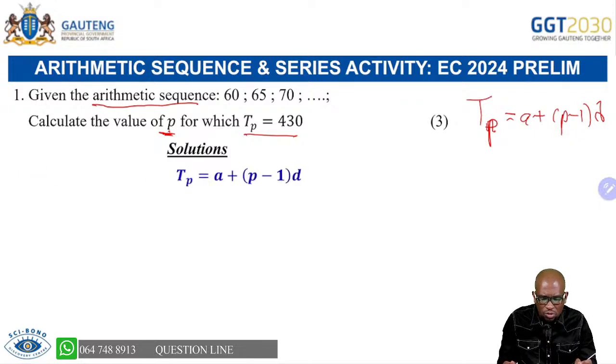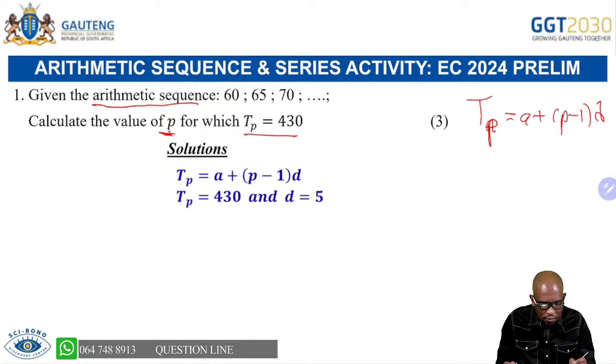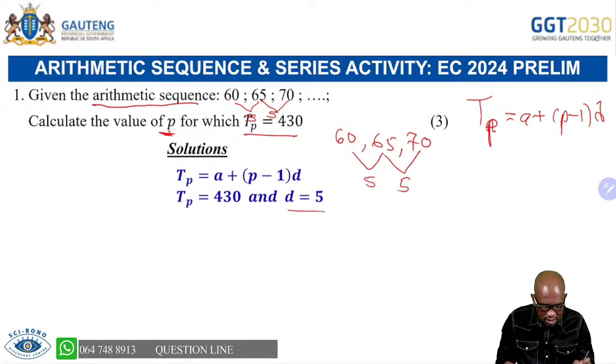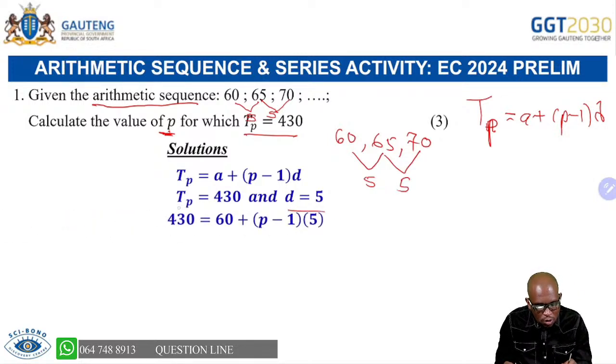So let's look at the solutions. There we go. Where there is N, normally we put P. Now if we substitute there, TP is 430, and for the common difference, if you subtract this from that and this from that, you get 5 and 5. So you have 60, 65 and 70. To move from 60 to 65, that's 5, and 65 to 70, that's 5. So the constant difference there is 5. Now where there's TP, you put 430, where there's D, you put 5, and then you solve for P.